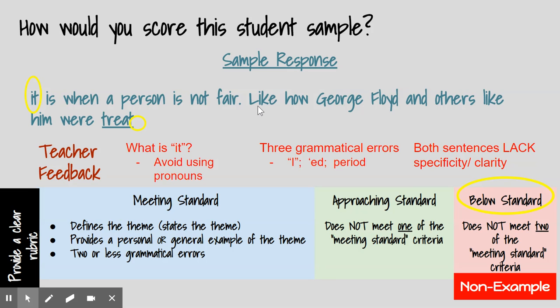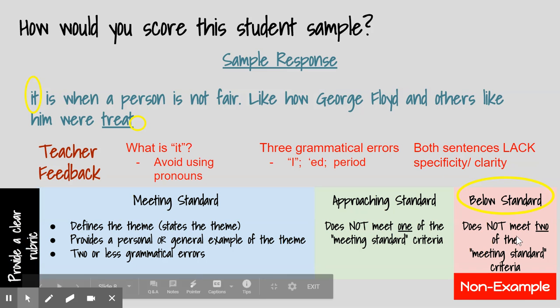And the example has a good beginning. It refers to George Floyd and that topic, but doesn't explain how George Floyd was an example of oppression. So this is below standard because it does not meet 2 of the meeting standard criteria. It actually doesn't even meet 3.